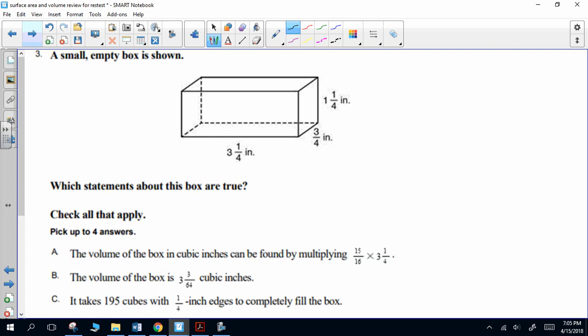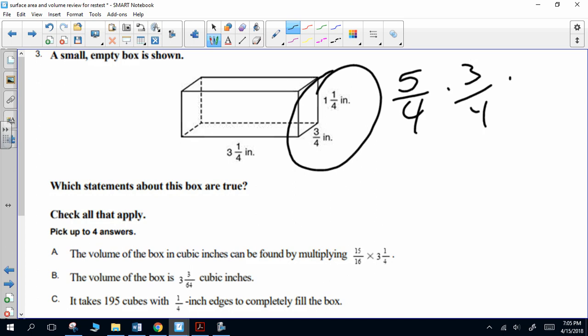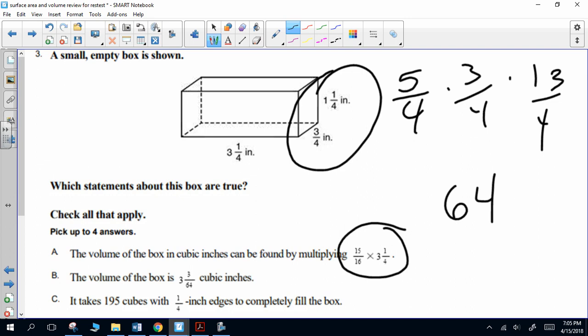Okay, number 3. This one we had to look at and figure out which ones were true. So this was actually on your study guide. So if I look at these sides and I change these to fractions, that's 5/4 times 3/4 times 13/4. All right, so 15/16 times 3 1/4, that works. If I multiply this together, it's 64. 15 times 13. Okay, so that is 3 3/64, so that one works.